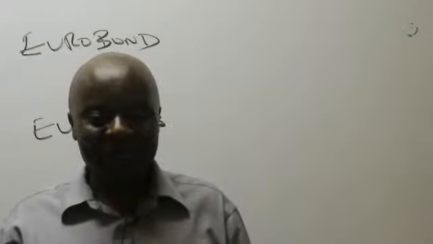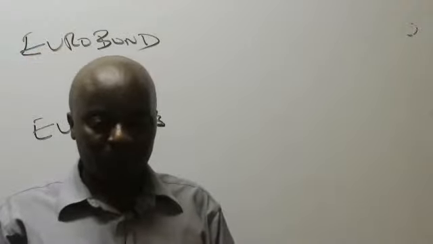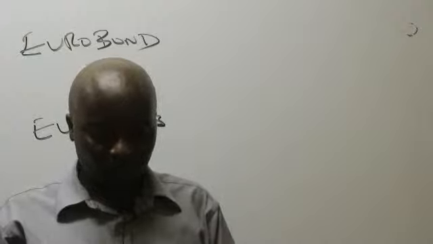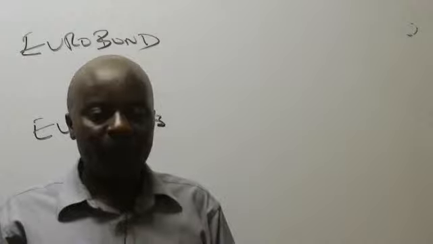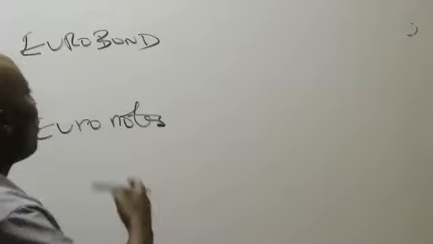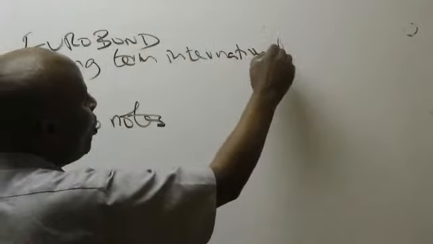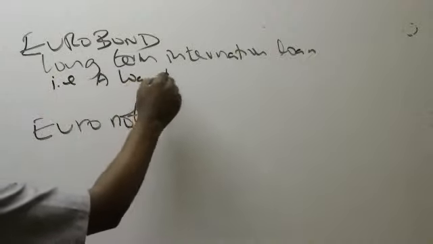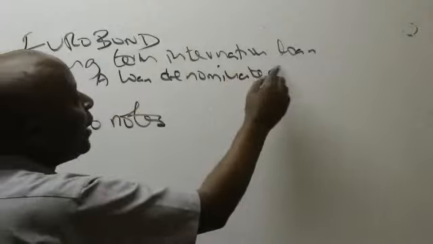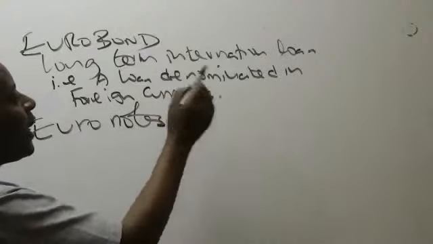Sasa niambieni, what is a euro bond? Basically, a euro bond is a long term international loan, i.e. a loan denominated in foreign currency, in foreign currencies.